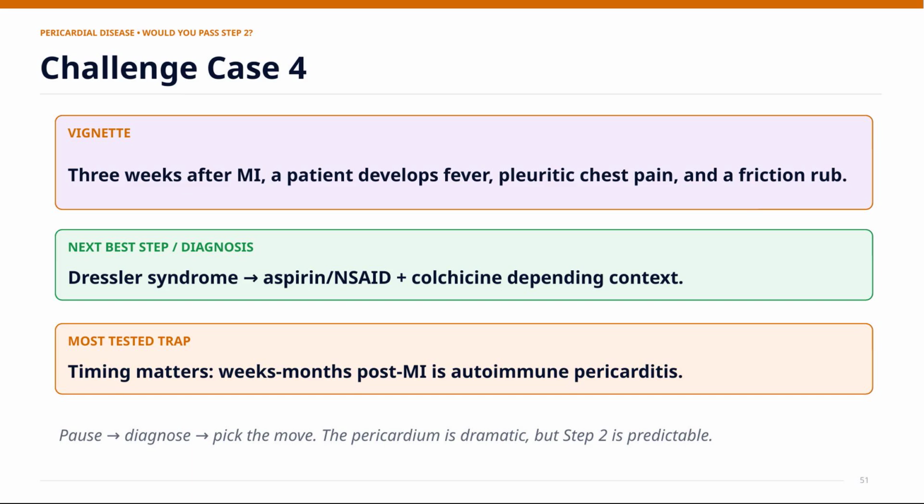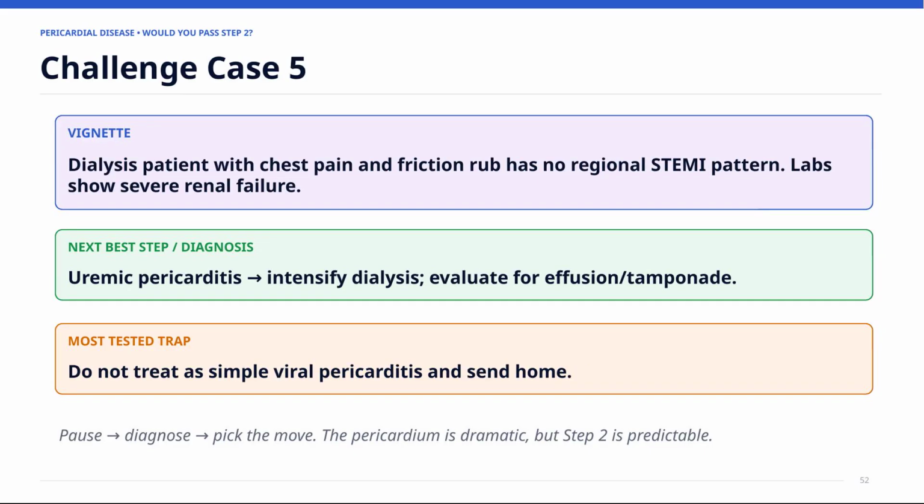Case 4. 3 weeks after a myocardial infarction, a patient develops fever, pleuritic chest pain, and a friction rub. The move? Dressler syndrome. Aspirin or an NSAID plus colchicine, depending on the clinical context. The trap? Timing is everything. Weeks to months after an MI, this is autoimmune pericarditis, not the early fibrinous kind.